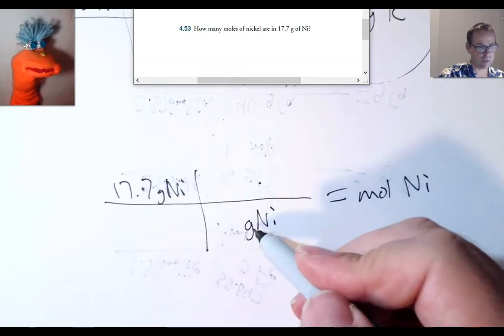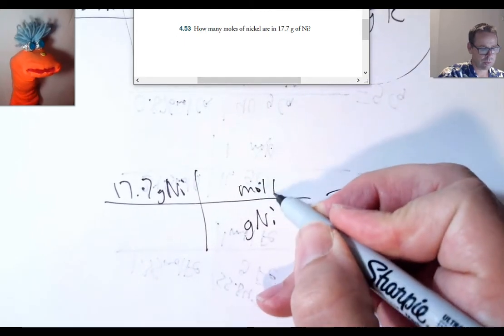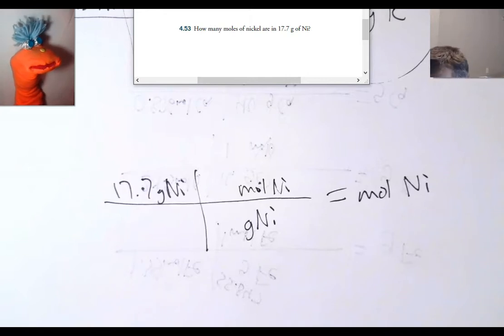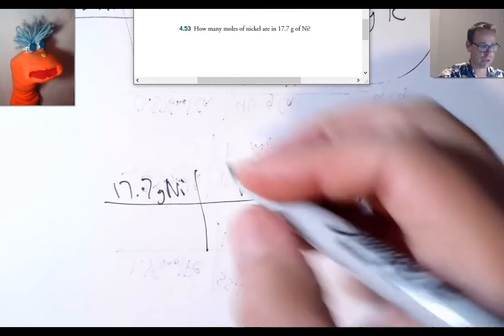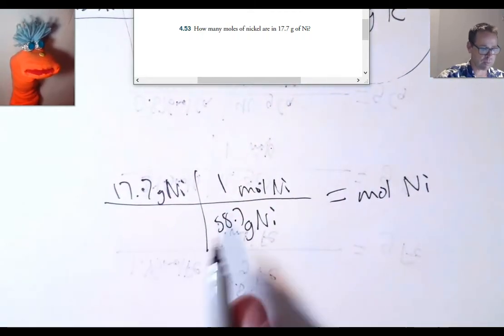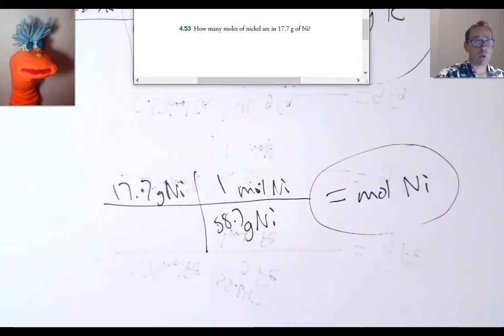That's right. Very good. So then I go from grams to moles. And looking at the periodic table, 58.7. Yeah, 58.7 grams per mole. So 17.7 divided by 58.7 will tell me how many moles of nickel I have if I have 17.7 grams of nickel.